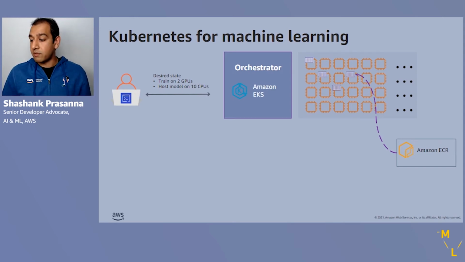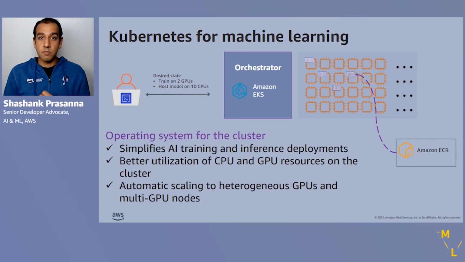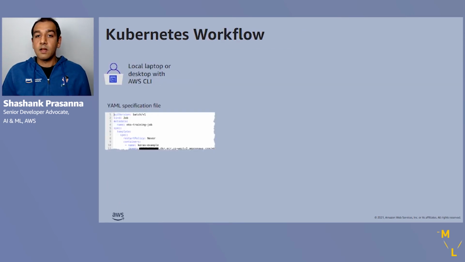And some of the benefits, of course, are that it simplifies training on a cluster. You get better utilization of resources because you're now sharing these pooled resources by multiple users, and it's easy to scale with Kubernetes and also add more resources or reduce resources in an elastic way. A typical Kubernetes-based machine learning workflow would look something like this.